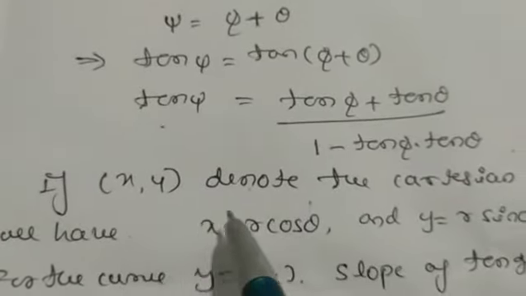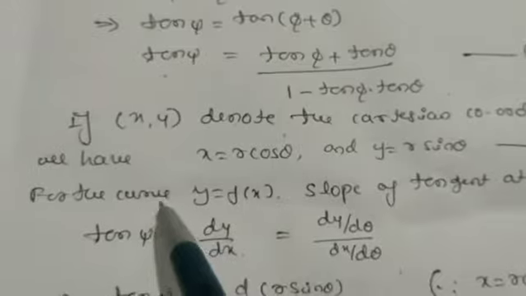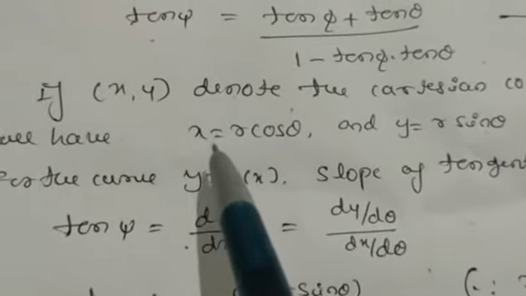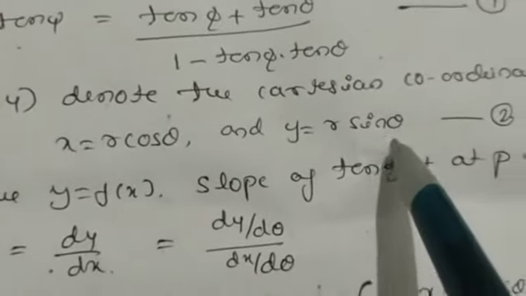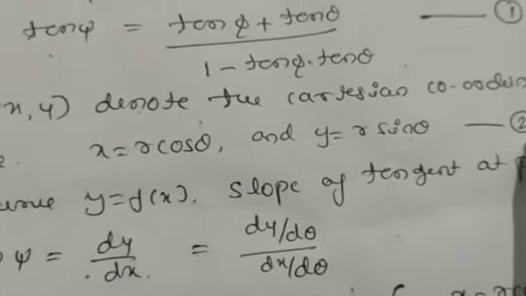That is, if (x, y) denote the Cartesian coordinates of a point, then we know the relation between Cartesian and polar coordinates, that is x equals r cos theta and y equals r sin theta. Take this as the second equation.